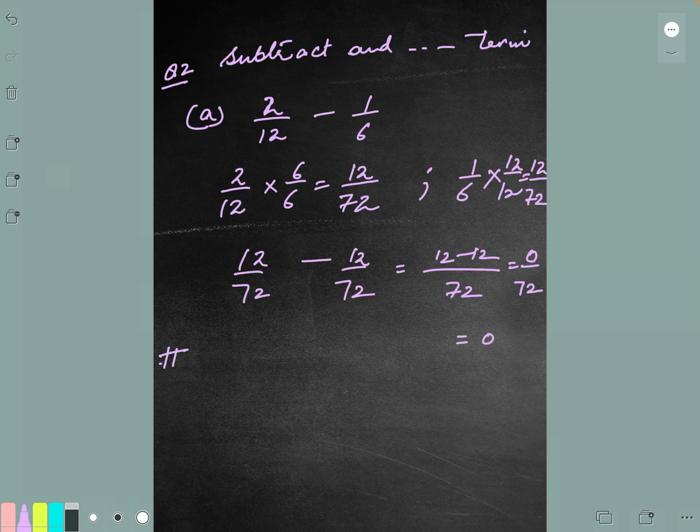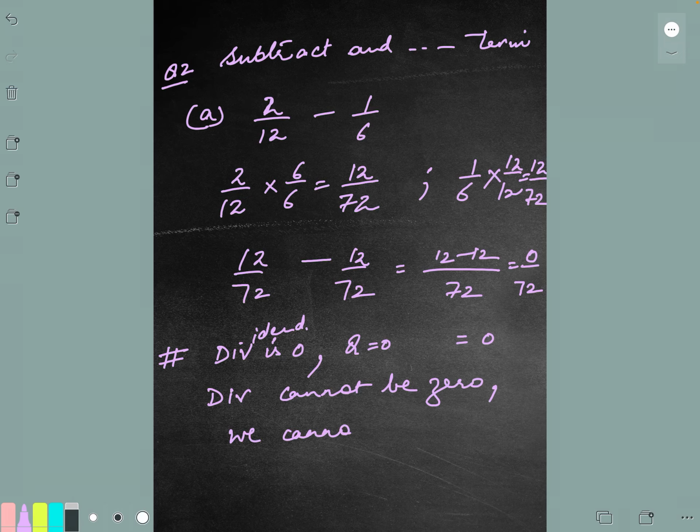Again, this is a note for you. Don't write it in the notebooks. When your dividend is 0, the quotient is 0. Divisor cannot be 0. In other words, we cannot divide by 0.